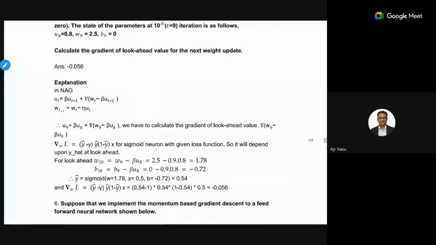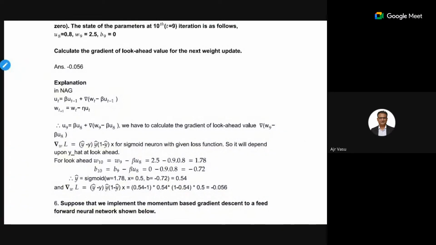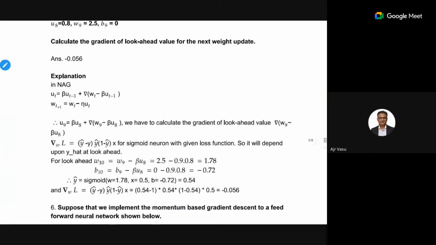For look ahead, W10 is equal to W9 minus beta into, it should be U9. All of them are U. Okay, U9, yeah. It should be U9, and U9 has never been calculated. Or am I getting it wrong?